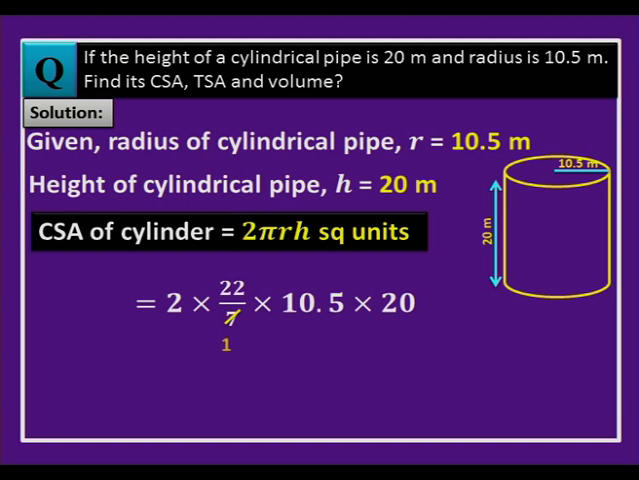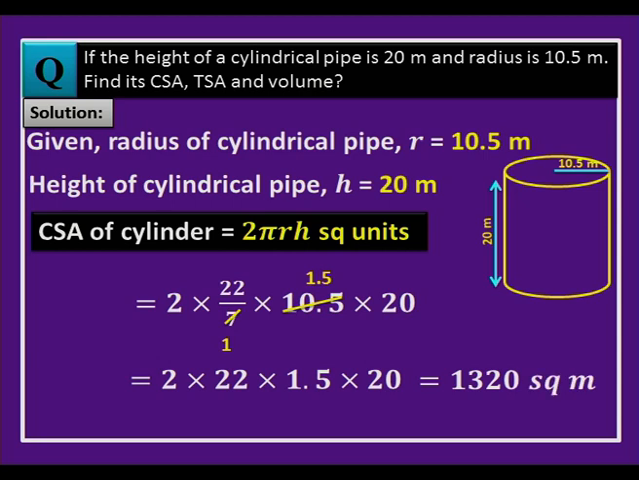Now, 7 goes in 7 one time and it goes in 10.5 1.5 times. Now, what is left, children? 2 into 22 into 1.5 into 20. On multiplying all these we get 1320 square meters. So, this is the CSA of the cylinder.